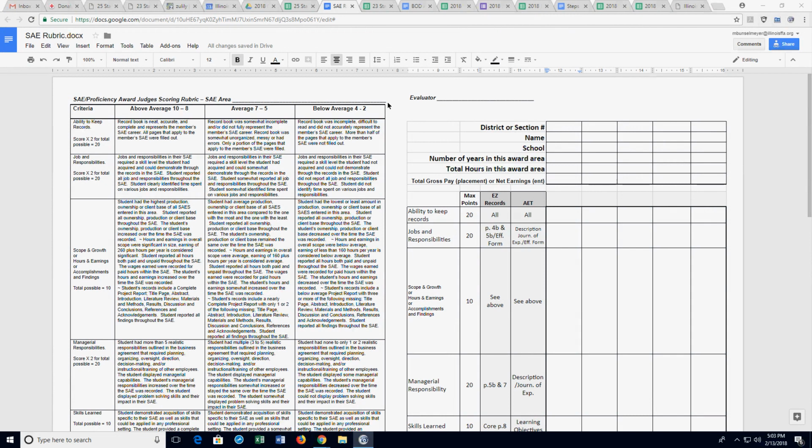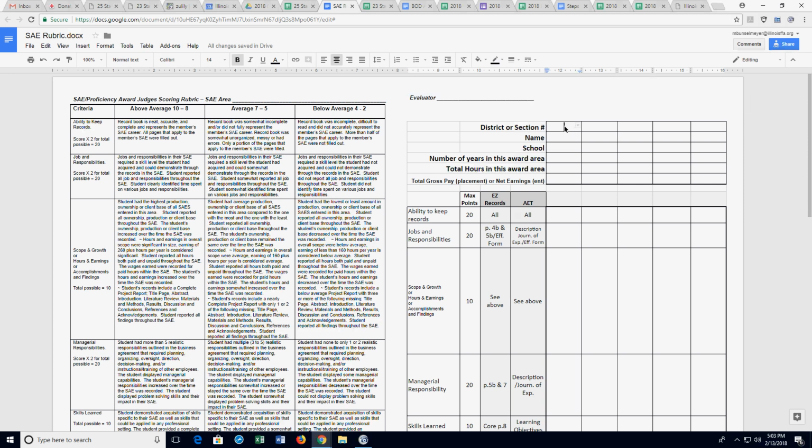The first thing you're going to do on the rubric is place the SAE area in which you are judging on the line provided. The next step is placing your name in the evaluator blank, as you are going to give these rubrics, once completed, to the ag teacher that is the chair or the host of the room in which you are judging.